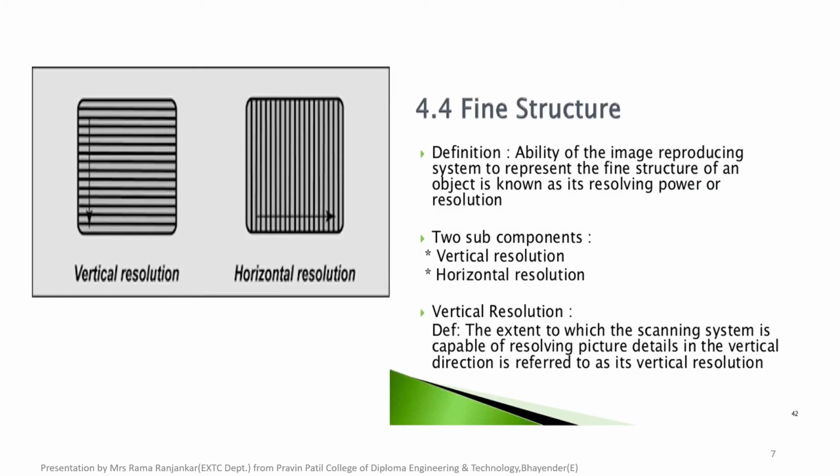This is a fine structure. The ability of the image producing system to represent the fine structure of an object is known as its resolving power or resolution. Vertical resolution: if you scan or resolve the picture details vertically, then it is called vertical resolution.